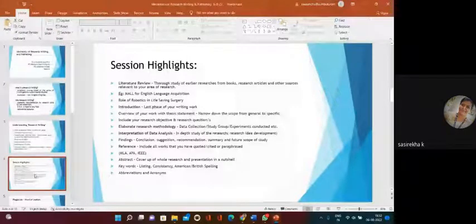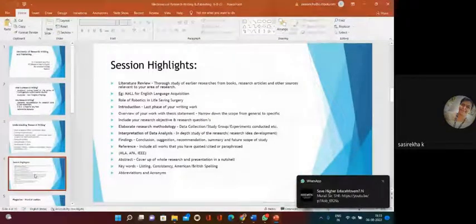So literature review is nothing but a thorough study of earlier researchers. It could be from books, journals, articles, and even web sources as well. I'll just give you an example for understanding literature review. For example, if you belong to humanities, and you want to take up MALL, that is Mobile Assisted Language Learning for English Language Acquisition, assume that is your research topic. Then in the literature review, you have to focus on two components. As a researcher, you must develop an idea regarding what mobile assisted language learning is, and also the process involved in English language acquisition.